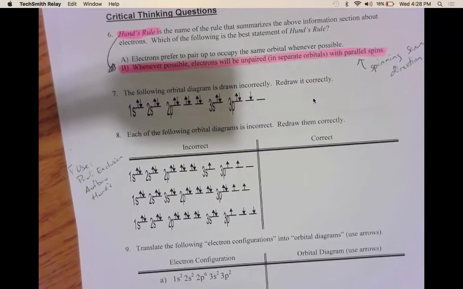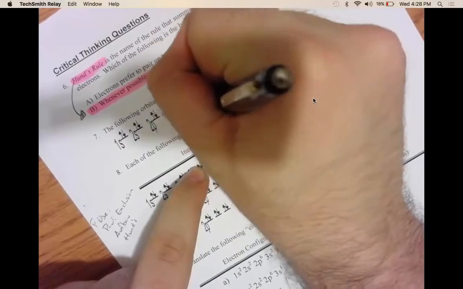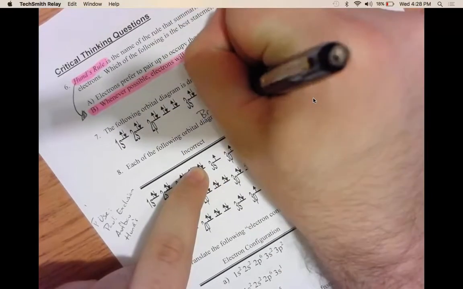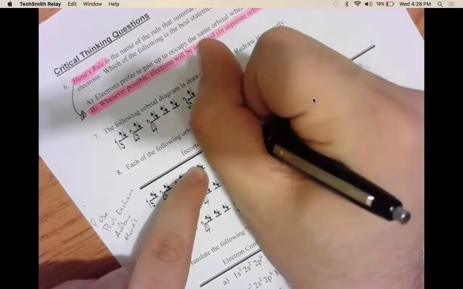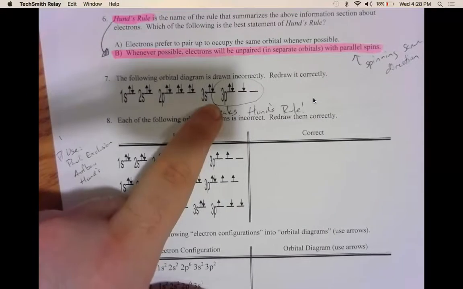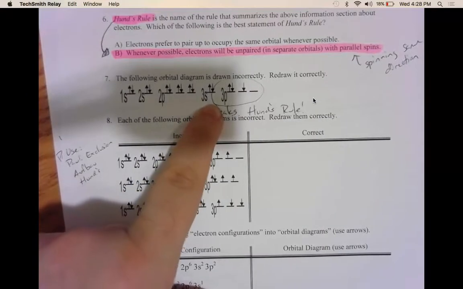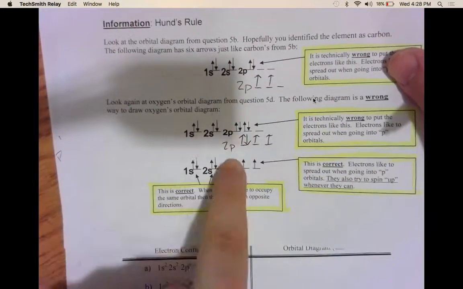So, question 7. This is an orbital diagram, and it breaks Hund's rule in the 3p section. I circled it for you. What I want you guys to do is draw that correctly now. Use the models that we have from the information to help you draw it.